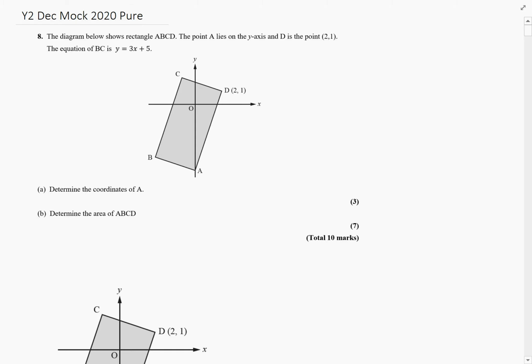This is question eight of the December pure mock. We've got a rectangle here and we've got to find the coordinates of point A. So as you can see, it's on the y-axis. It tells us in the question that the equation of BC is y equals 3x plus 5.